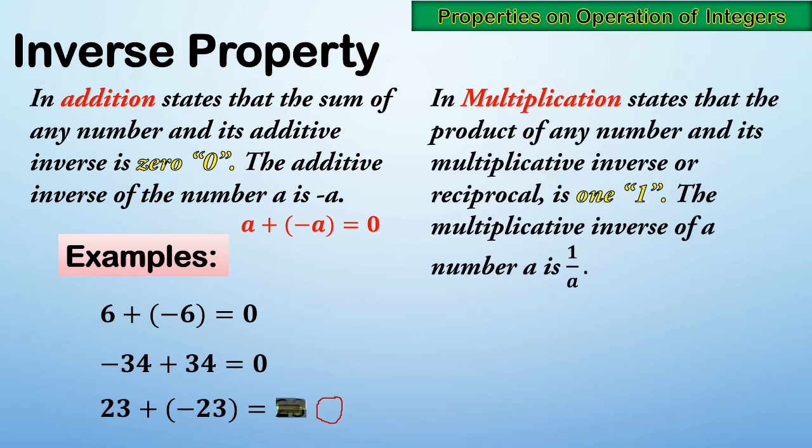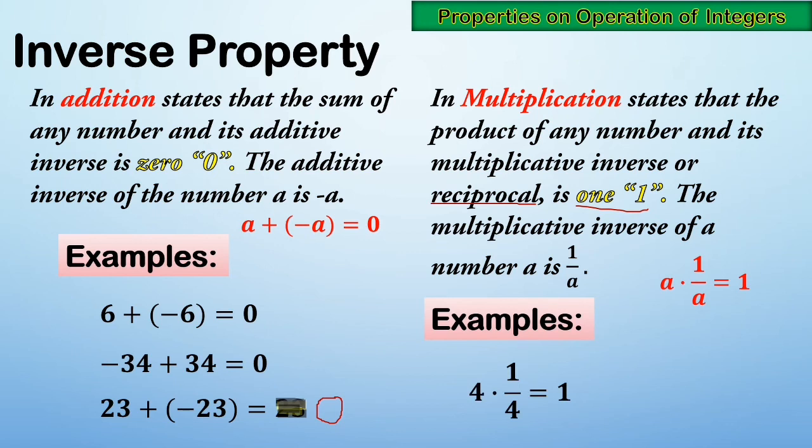Next, inverse property in multiplication states that the product of any number and its multiplicative inverse or reciprocal is 1. The multiplicative inverse of a number a is 1 over a. Okay? Reciprocal. Remember, we are using the reciprocal. And the answer is always 1. Okay? You can have that one.